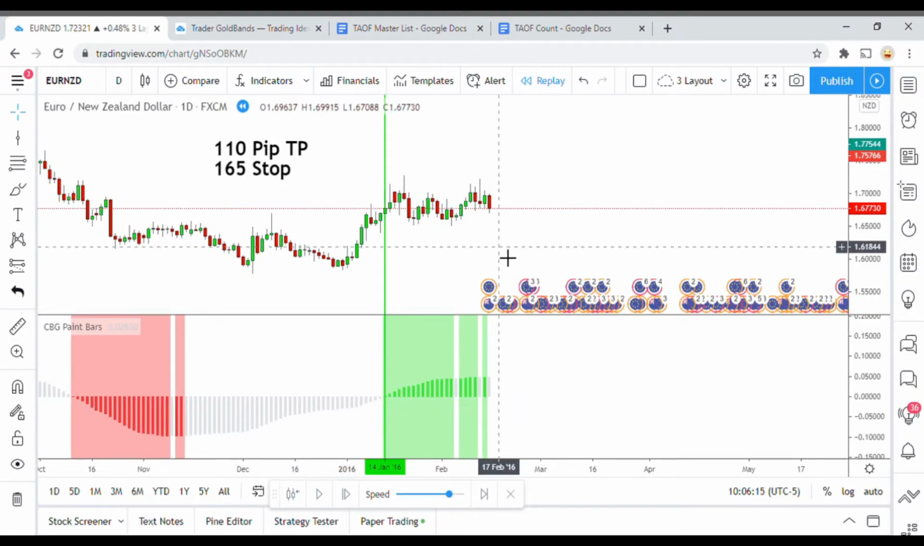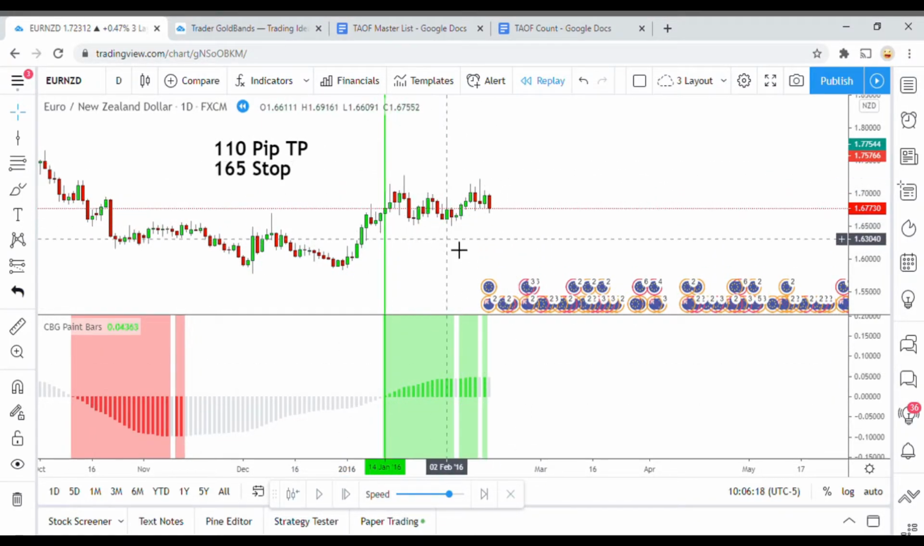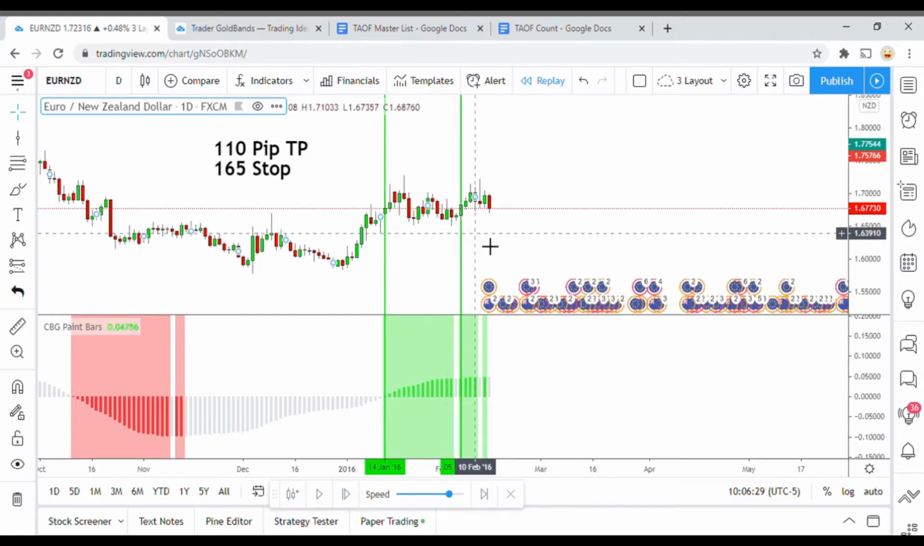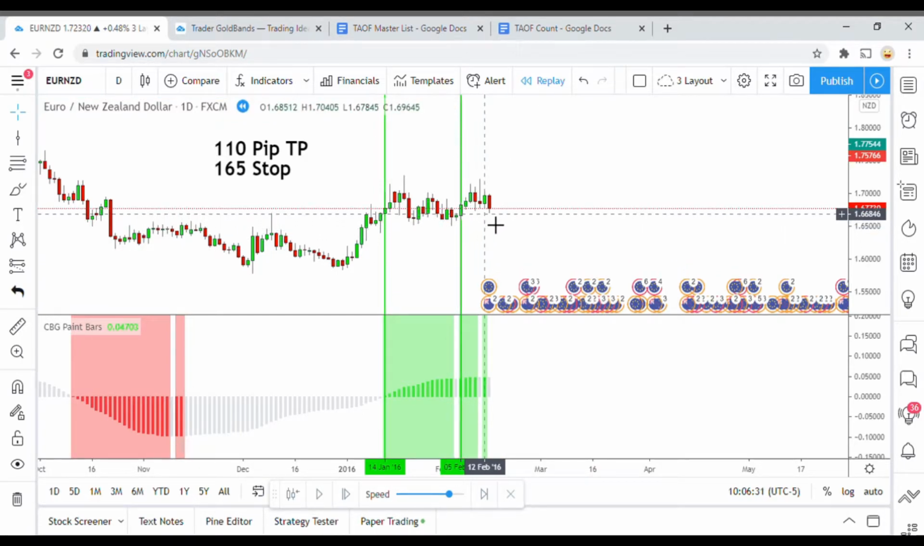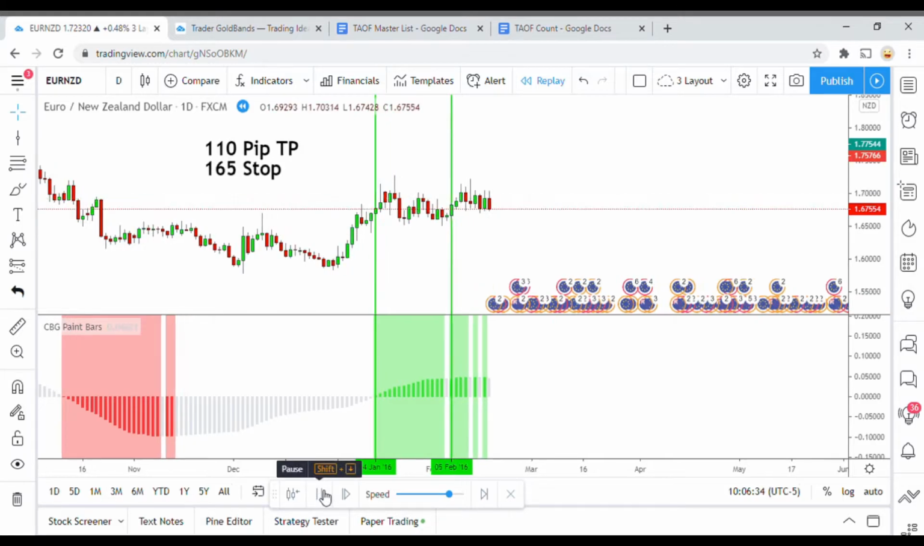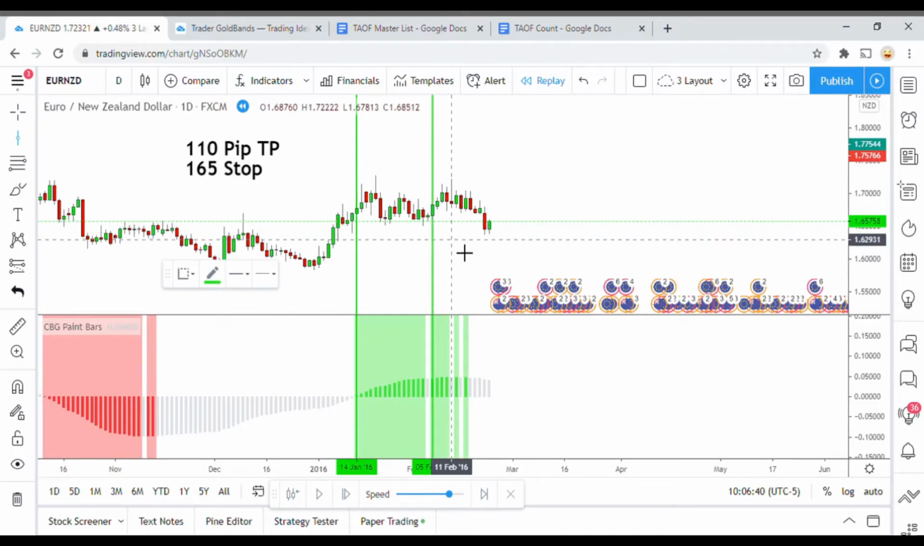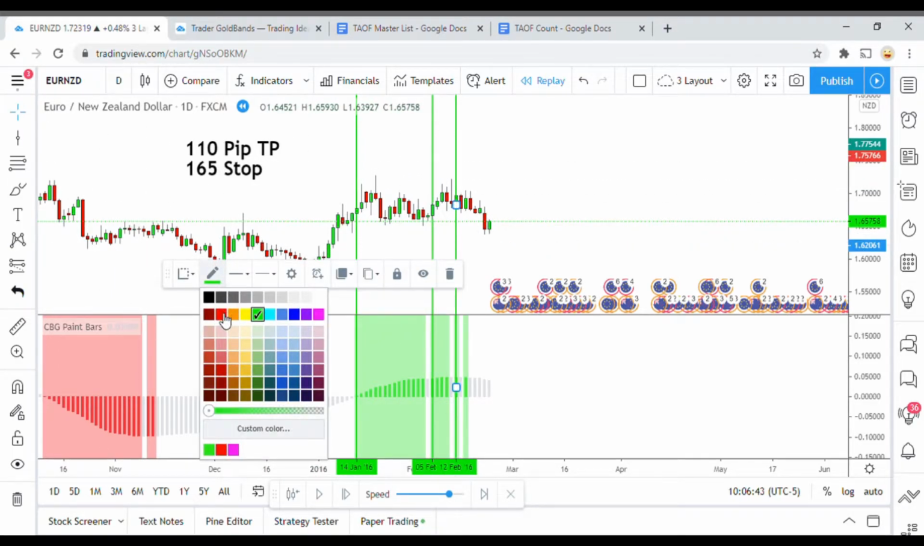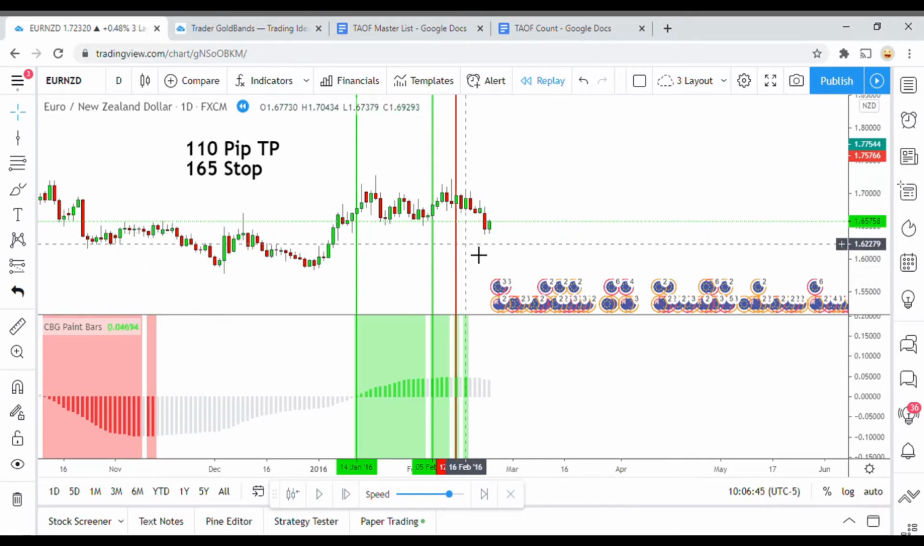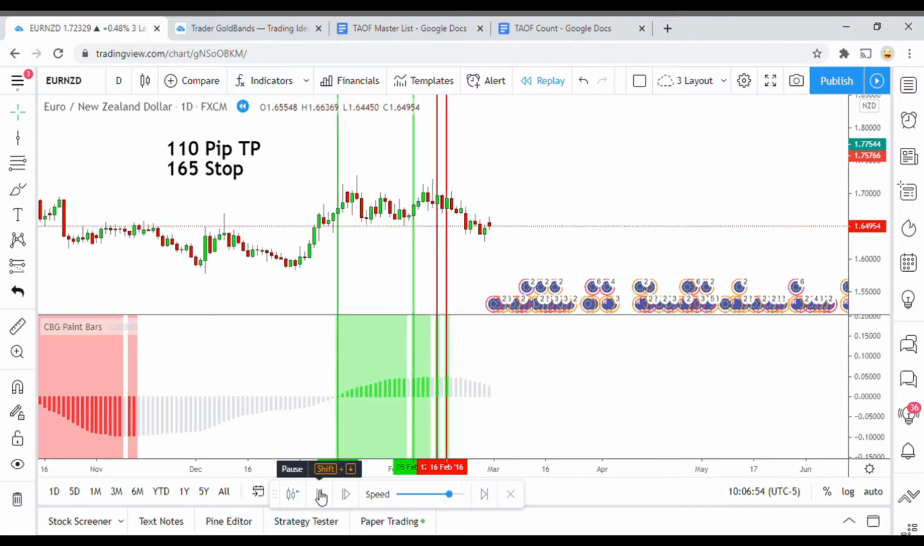There is another signal right there. So you see there's the break in the background color, and then it picks back up again. That would be a valid entry and another win. Then we pick up one more over on this side here. That one unfortunately did not get us to take profit. Neither did that second one.